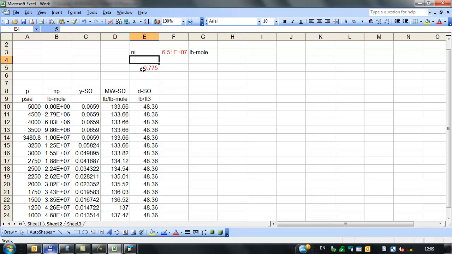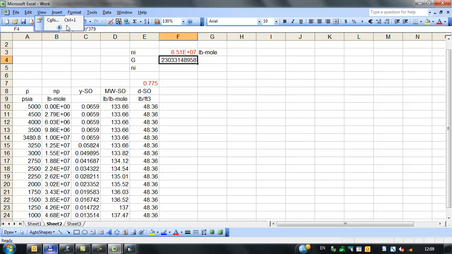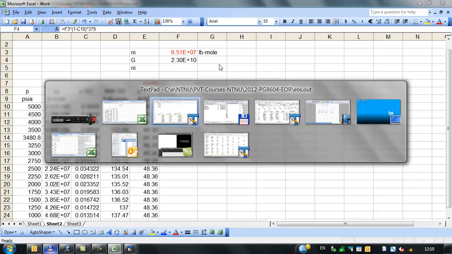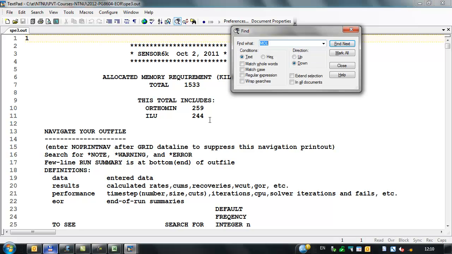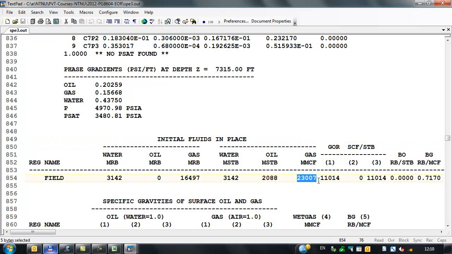Okay, and we've got then we need the gas in place and the oil in place. Okay, so that's equal to the moles times this, what, 1 minus this first fraction? That's how much turns into surface oil, times 379. Right? To 23 BCF gas. 23 BCF of gas.